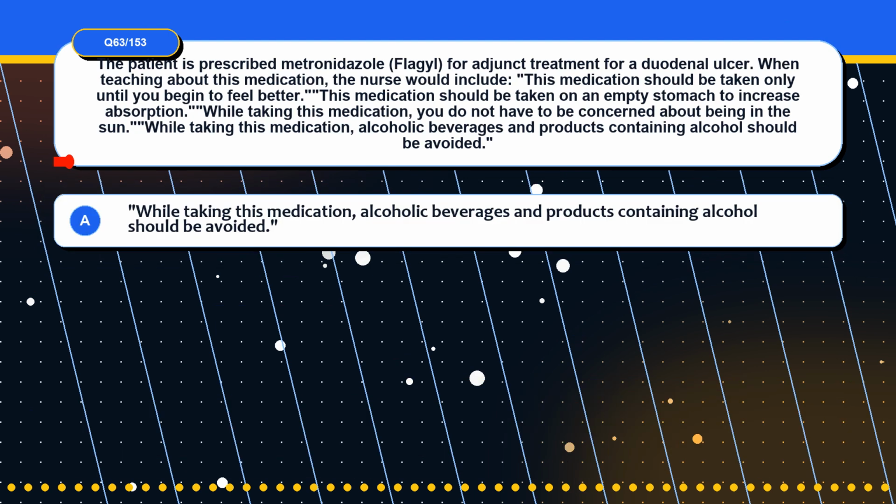Question 63. The patient is prescribed metronidazole, Flagyl, for adjunct treatment for a duodenal ulcer. When teaching about this medication, the nurse would include: this medication should be taken only until you begin to feel better; this medication should be taken on an empty stomach to increase absorption; while taking this medication, you do not have to be concerned about being in the sun; while taking this medication, alcoholic beverages and products containing alcohol should be avoided. Here are the options. Option A, while taking this medication, alcoholic beverages and products containing alcohol should be avoided.